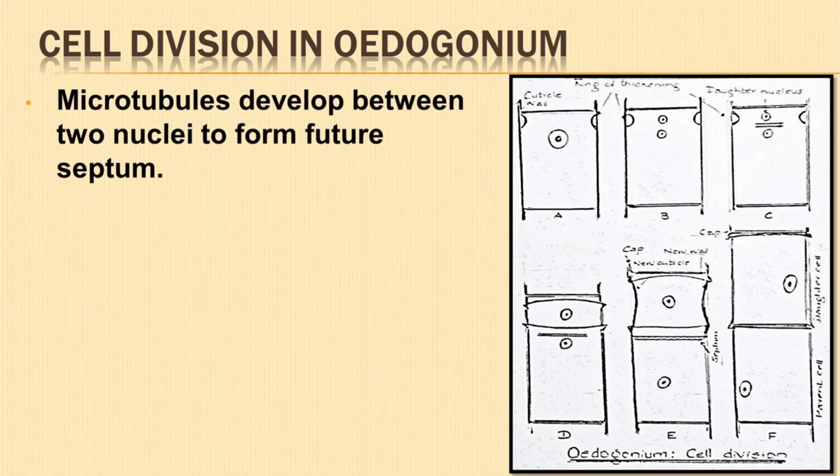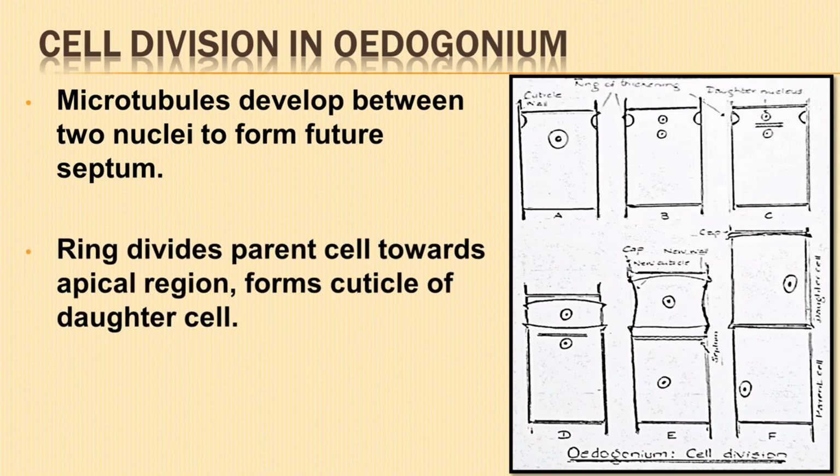Microtubules develop between the two nuclei to form the future septum. The ring-like thickening elongates and divides the parent cell towards the apical region. It forms the cuticle of the daughter cell.